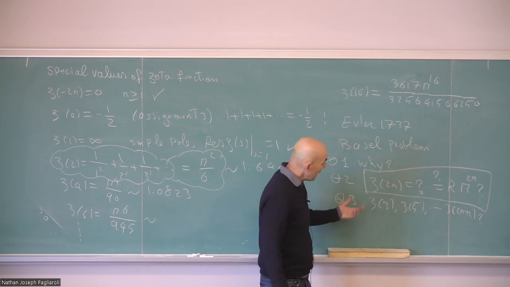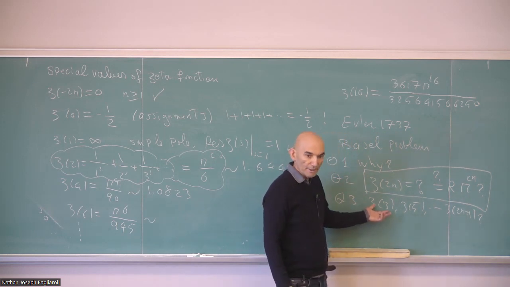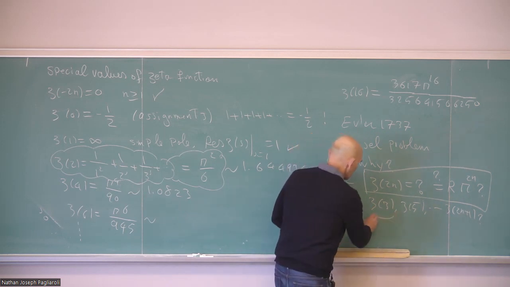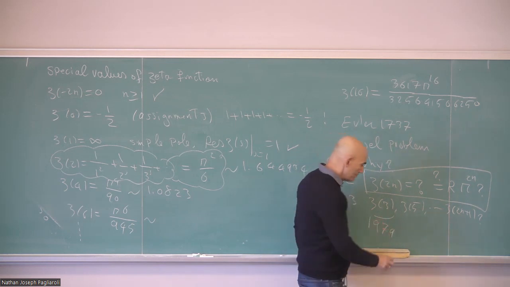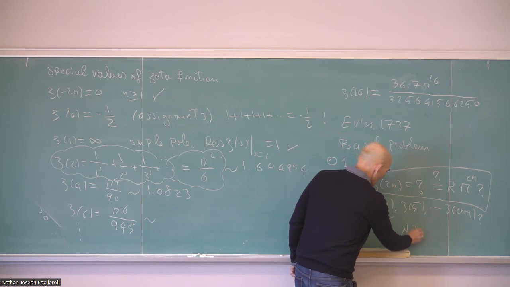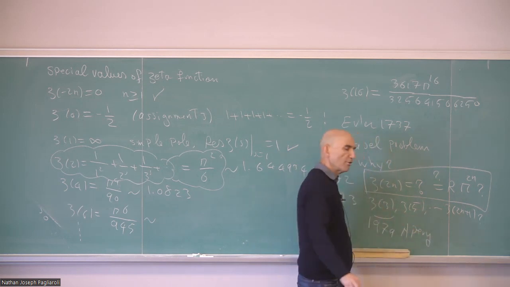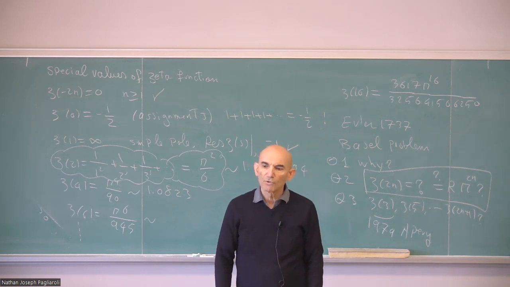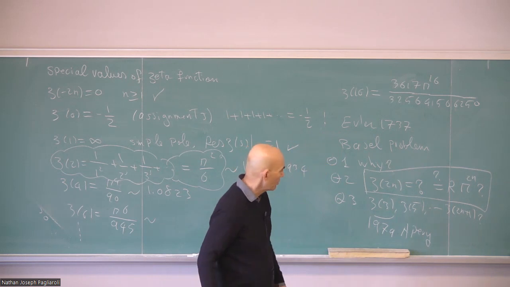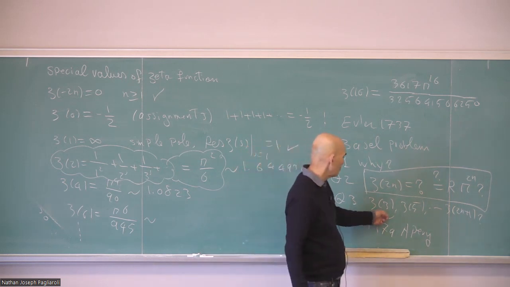The first thing that was proved about zeta of 3 was in 1979. There was a French guy, Apéry, who showed that zeta of 3 is irrational. So that was considered quite big progress. He proved this is irrational.